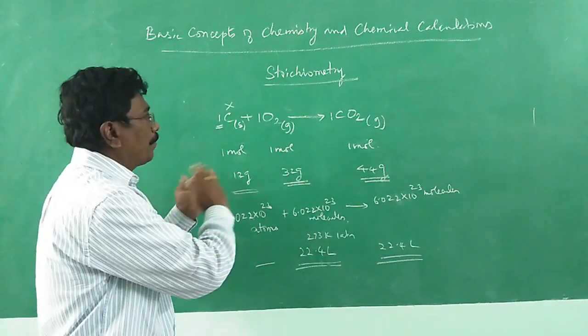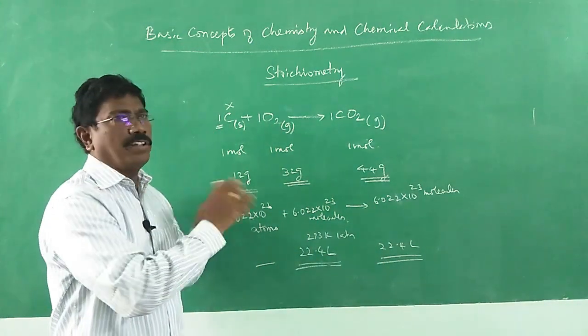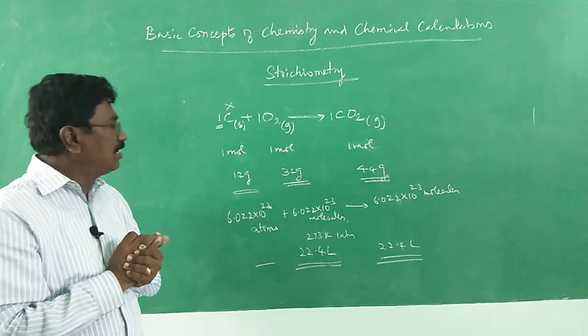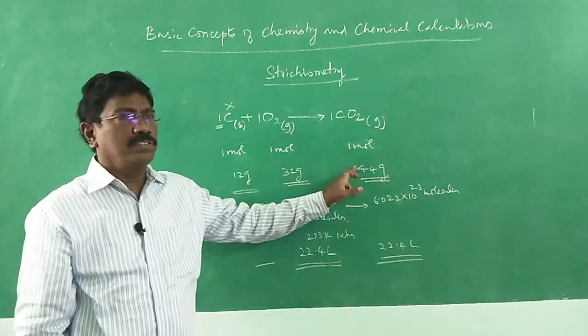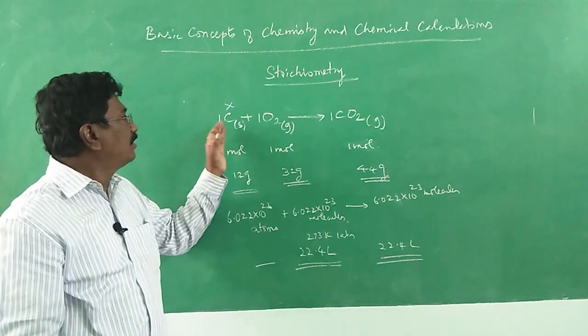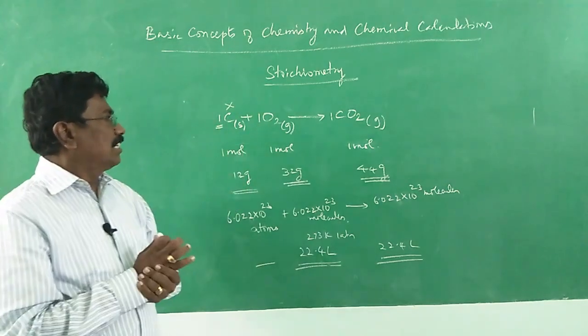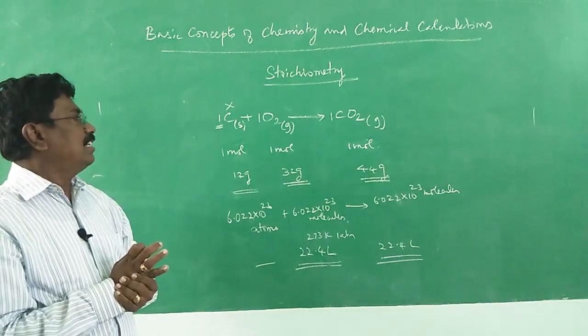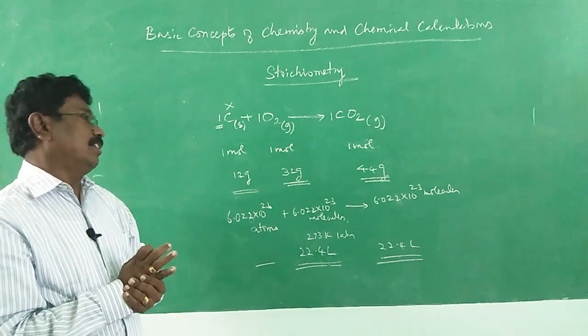This is said to be the stoichiometry, which gives the numerical relationship between chemical quantities present in the balanced chemical equation.